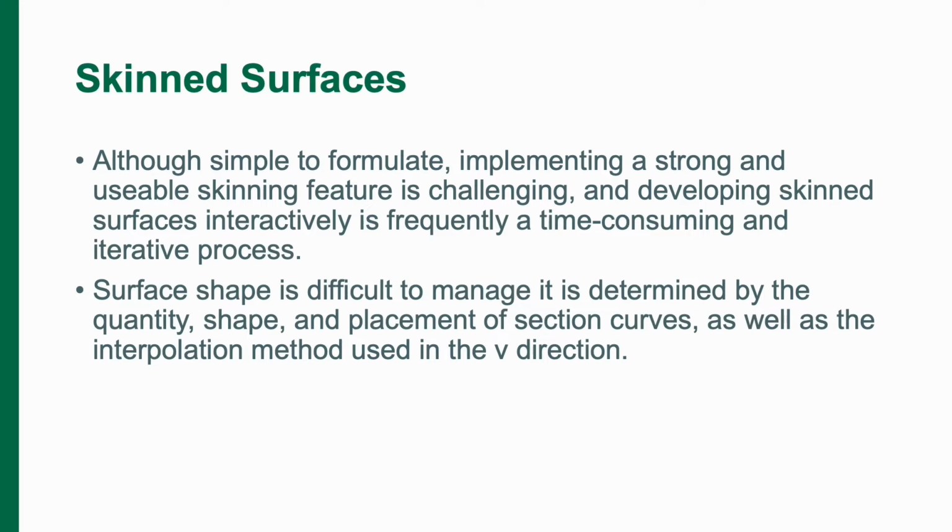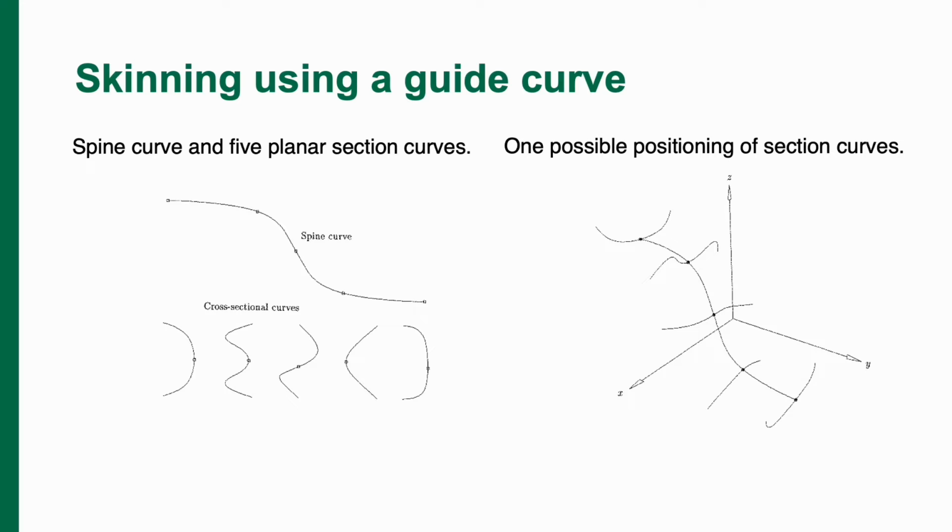Next, although it is simple to formulate, implementing a strong and usable skinning feature is challenging, and developing a skin surface interface is frequently a time-consuming iterative process. Surface shape is difficult to manage. It is determined by the quantity, shape, and placement of the section curves, as well as the interpolation method used in the v direction. Here there is a spine curve and 5 planar cross-sectional curves.